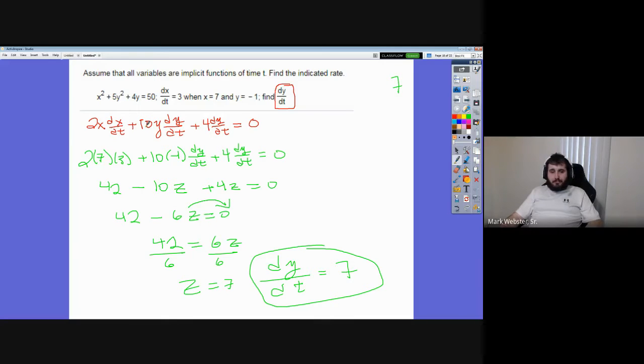Okay? But once you do this, however you feel like you want to get to the answer, as long as you get the same answer I do, you're almost certainly okay. Yeah? So some of you may prefer to plug in first and then solve. Others of you may prefer to solve first and then plug in. It's up to you.